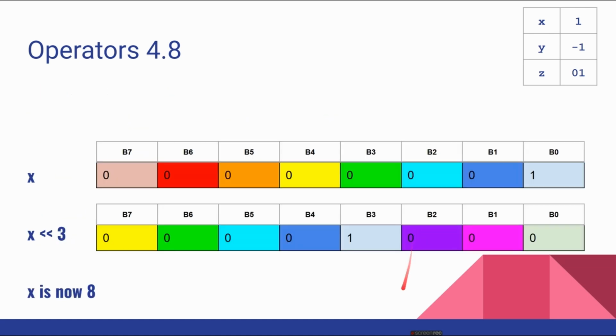Again, going to operators 4.8, we have the value of x, which is 1. And here if we left shift x by 3 to the left, we can see that each color-coded square box has now shifted to the left by 3 spots. You can see that the 1 in the B0 has now been moved to the B3 spot in the resultant value. And as I mentioned before, zeros have been inserted on the right-hand side, in the B0, B1, and B2 bit locations. The result of x left shifted by 3 is now 8, this being the binary representation of the decimal value of 8.